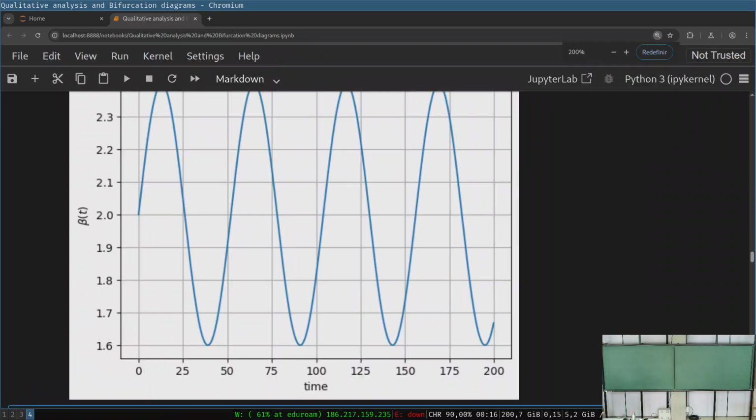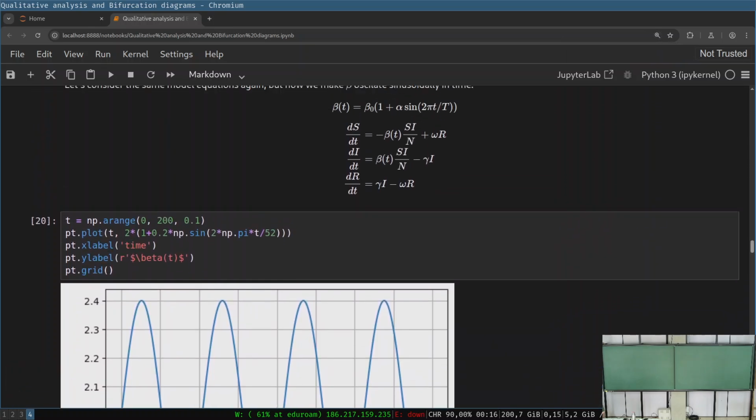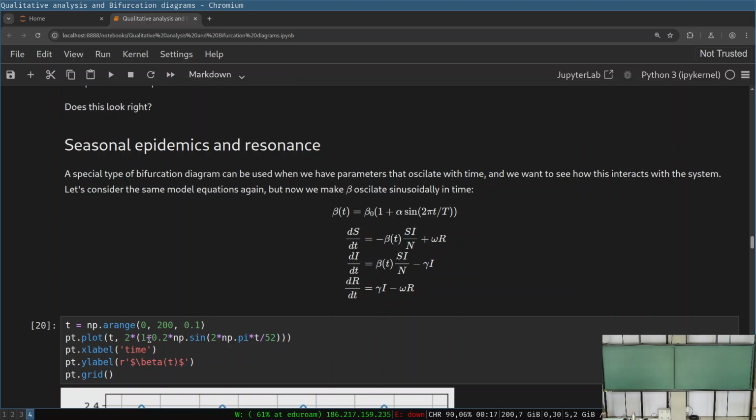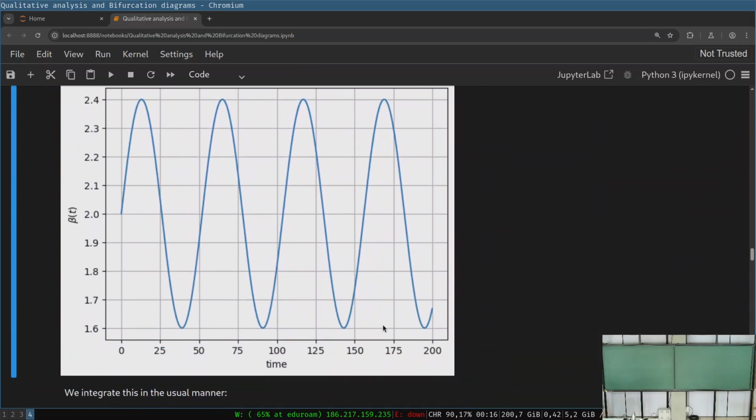So you see here? This is the function I just wrote here with an amplitude of 20% relative to the average. The average is 2, and the period here is 52. I was probably thinking weeks, right? 52 weeks per year, okay? So this is time in weeks, okay? And so this is winter, this is summer, and so on, okay? Good? And you see that the maximum here is 2.4, minimum 1.6, right? So this is still transmissible. R0 should be higher than 1 even during the summer the way it is here, right?